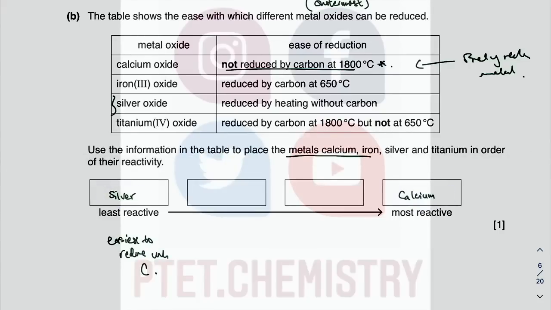Okay. Yeah, because you don't even need carbon to reduce it at all. And then between titanium 4 and iron 3, titanium 4 requires high temperature. It wouldn't work at a low temperature, so you need a bit more effort to reduce it. So it's got to be a more reactive metal compared to iron. Okay, so I hope that is quite straightforward there.